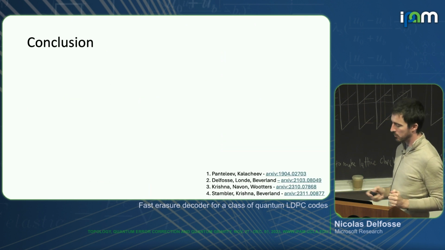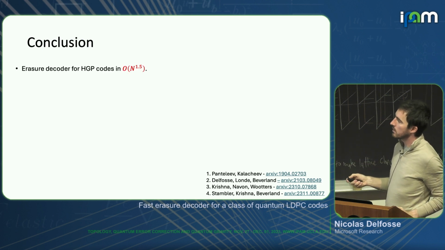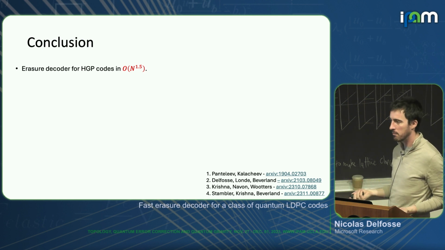And I'm going to conclude here. So we have seen the decoder that we obtained. I didn't mention the complexity, but it's n to the 1.5. So it's almost linear time in that sense.